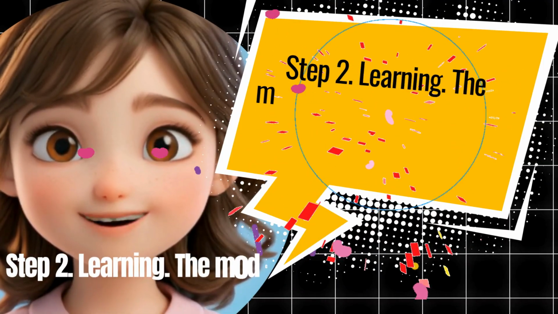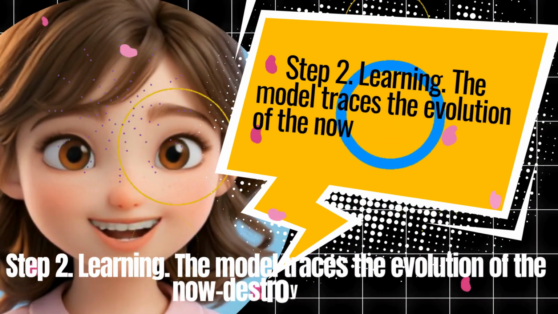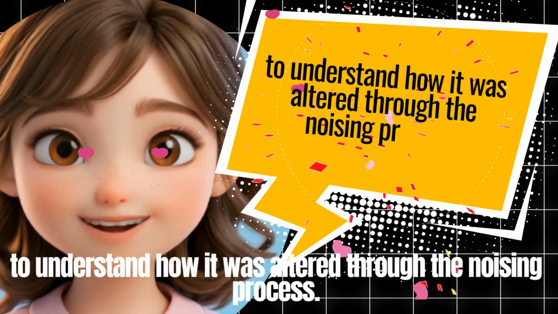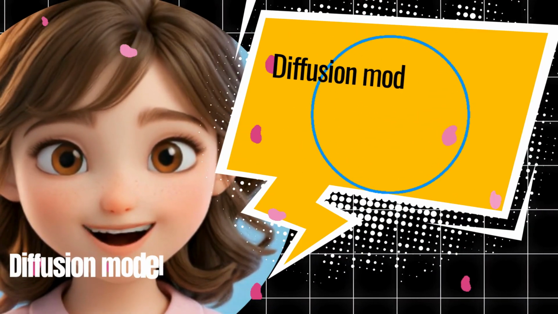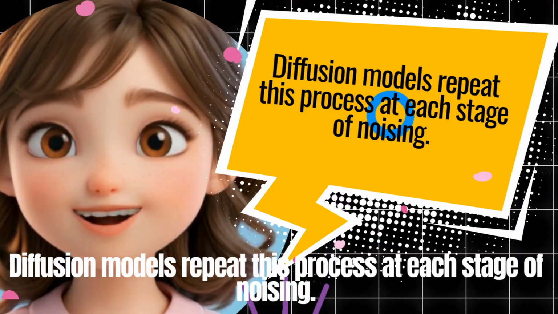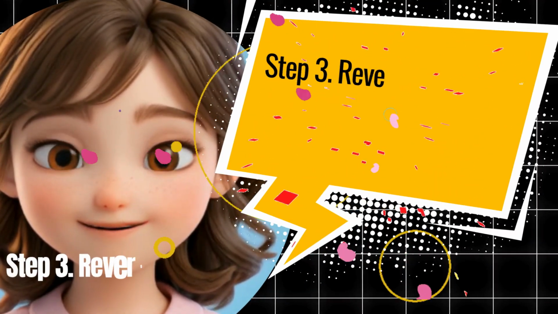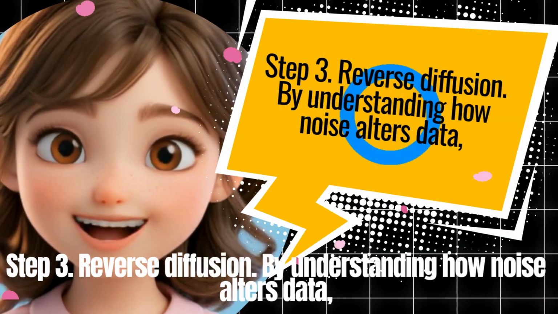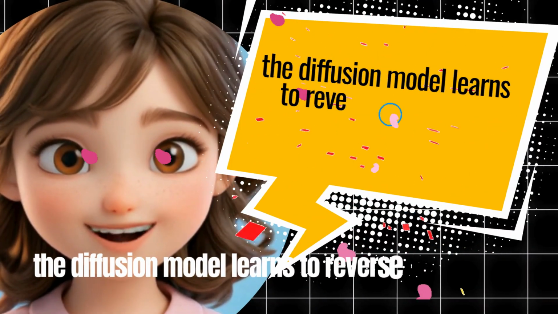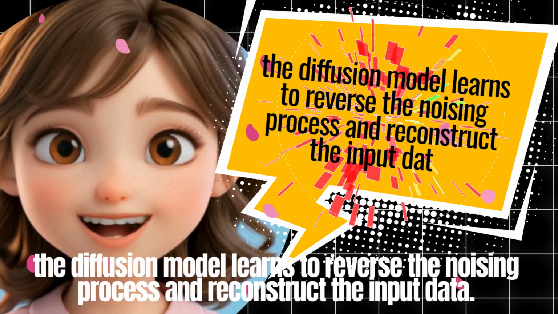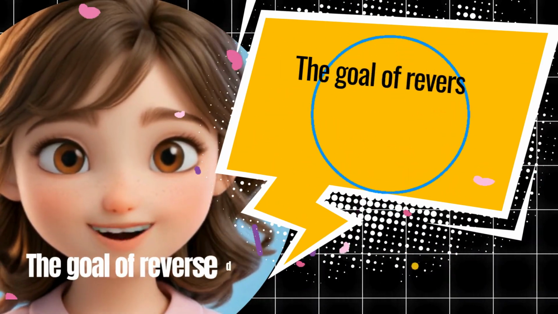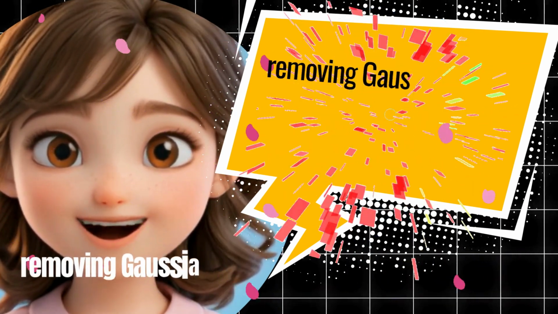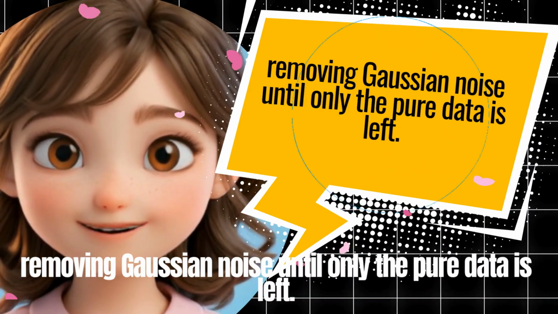Step 2. Learning. The model traces the evolution of the now destroyed data to understand how it was altered through the noising process. Diffusion models repeat this process at each stage of noising. Step 3. Reverse diffusion. By understanding how noise alters data, the diffusion model learns to reverse the noising process and reconstruct the input data. The goal of reverse diffusion is to travel backward through the Markov chain, removing Gaussian noise until only the pure data is left.